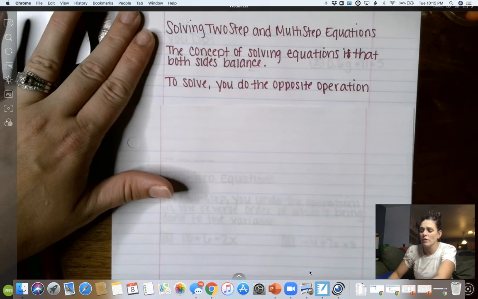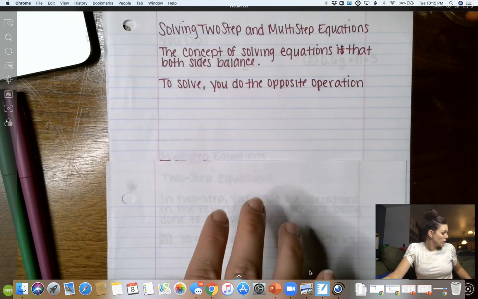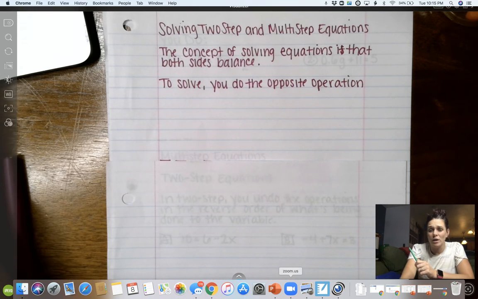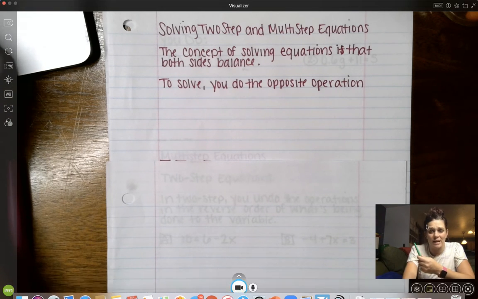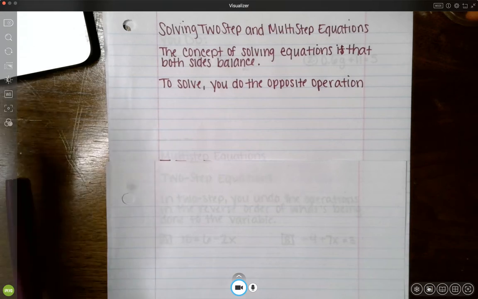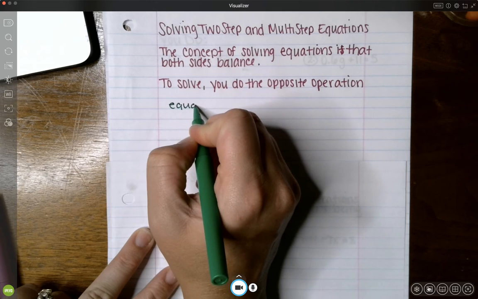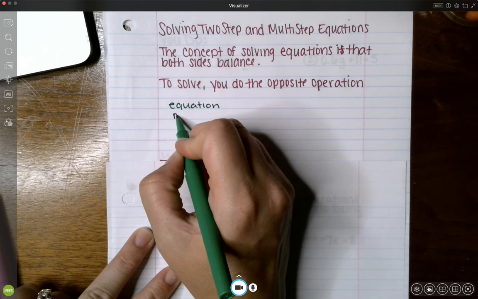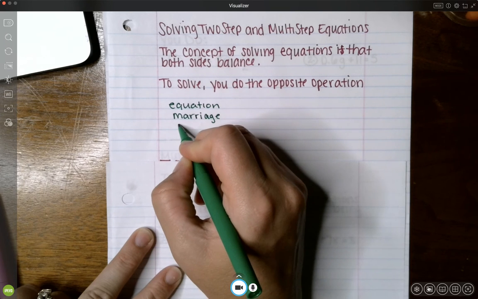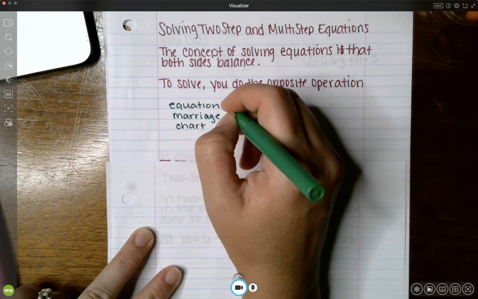When we're solving equations, we need to do the opposite operation in order to solve. One of the first things I want to do is what I like to call a marriage chart. I want to take a look at how we can marry these two things together. You're going to go ahead and write that we are going to have an equations marriage chart. We're going to take a look at specifically what signs go with what.